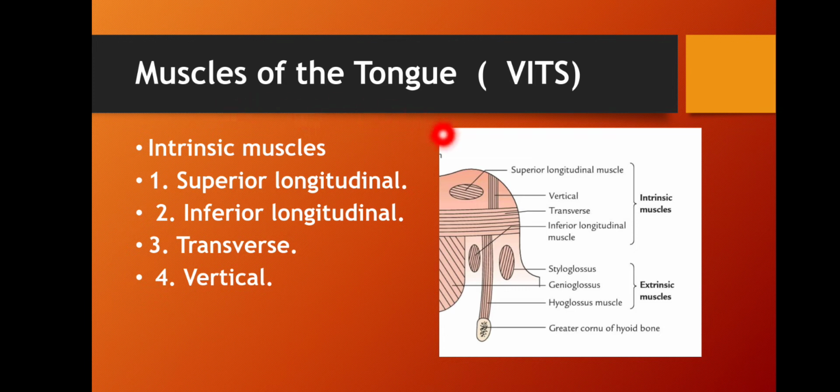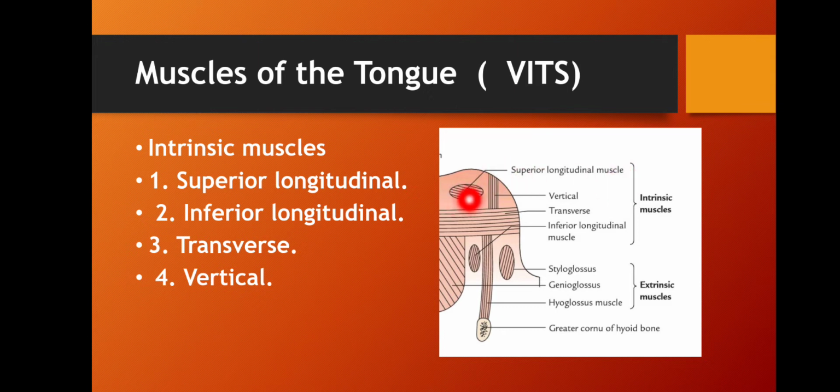You know that the tongue is a highly muscular organ. There are two types of muscles in the tongue: the intrinsic muscles and the extrinsic muscles. So what are the intrinsic muscles? There are four types. The first one is superior longitudinal.